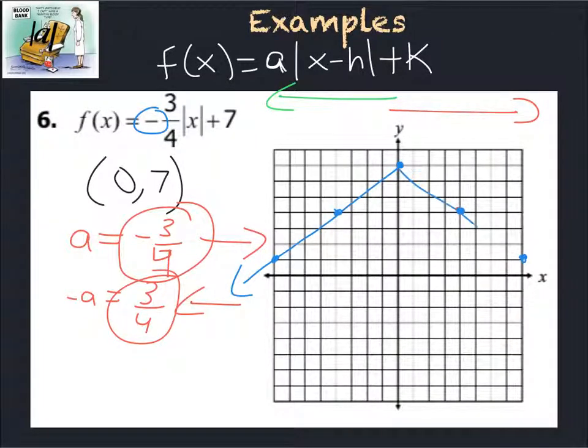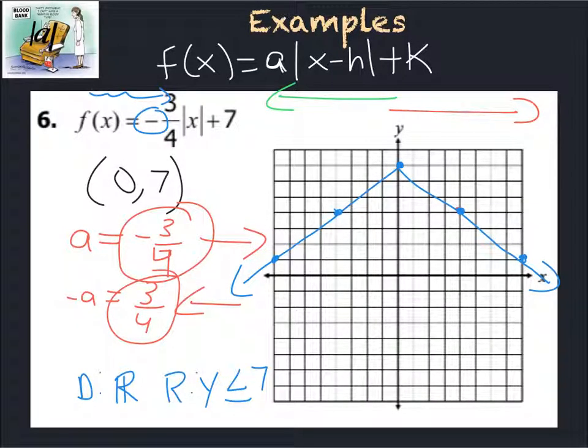And that's your V. What would your domain be? Your domain would be all real numbers. And what would your range be? Your range would be y is less than or equal to, and it's less than this time because our V is pointing downward, 7.